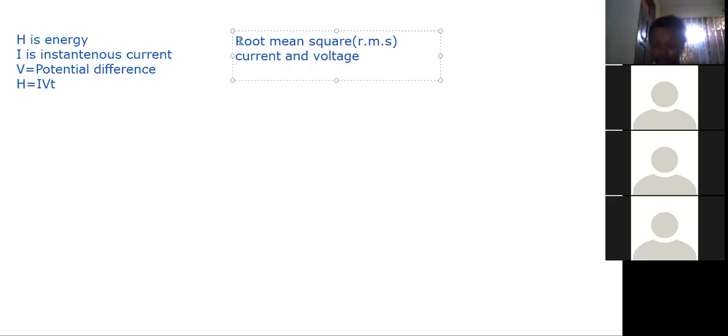So for practical purposes, it is normally advisable to obtain the effective value for both the current and the voltage. That means the total current and the total voltage. We express them in terms of root mean square, so the effective current we call the root mean square current, and the effective voltage we call the root mean square voltage. And so that is it.